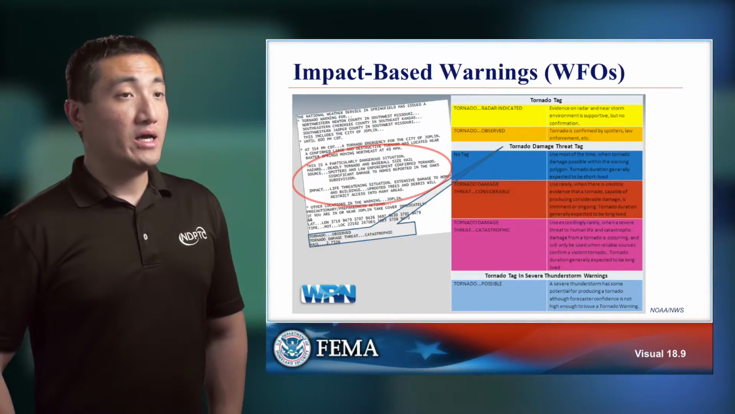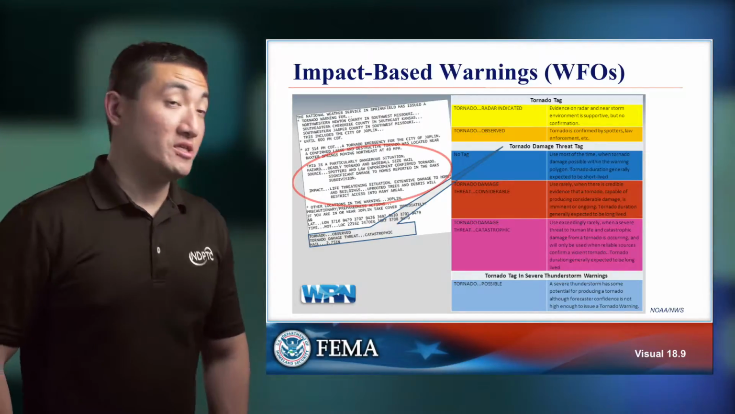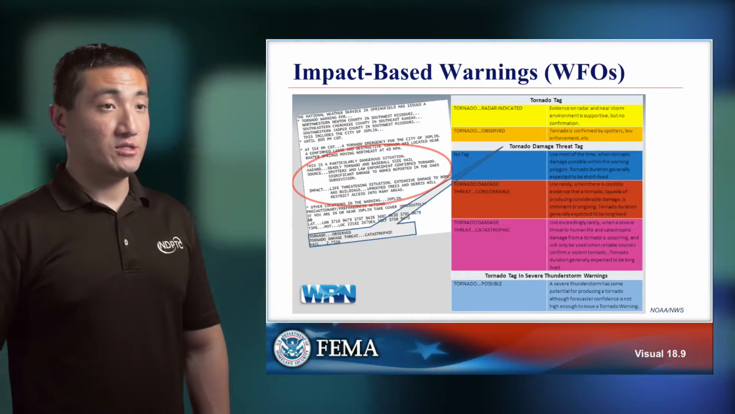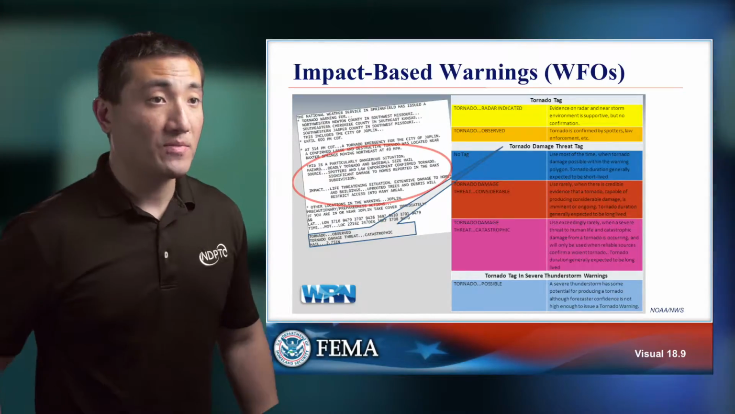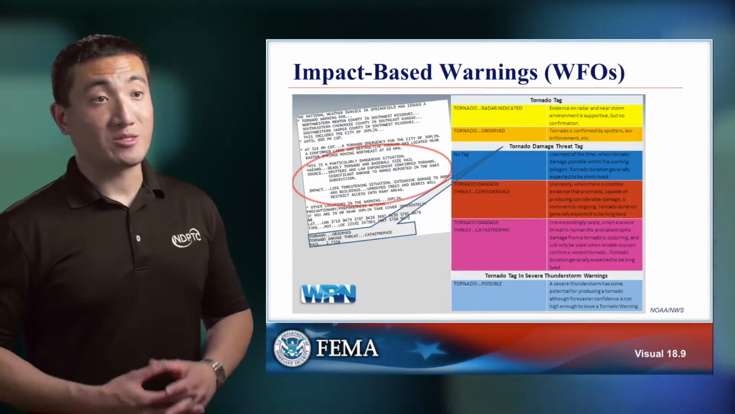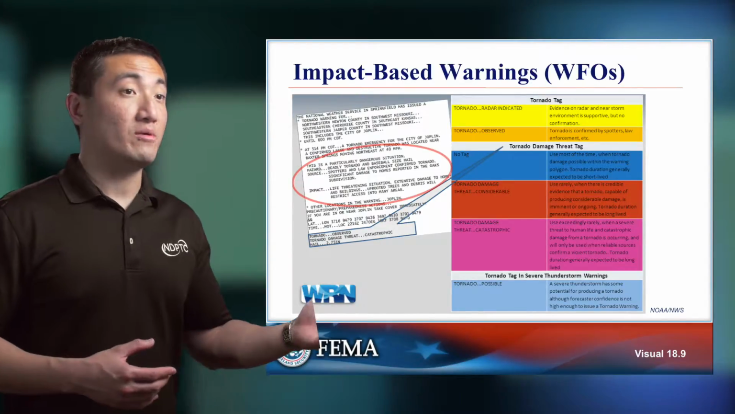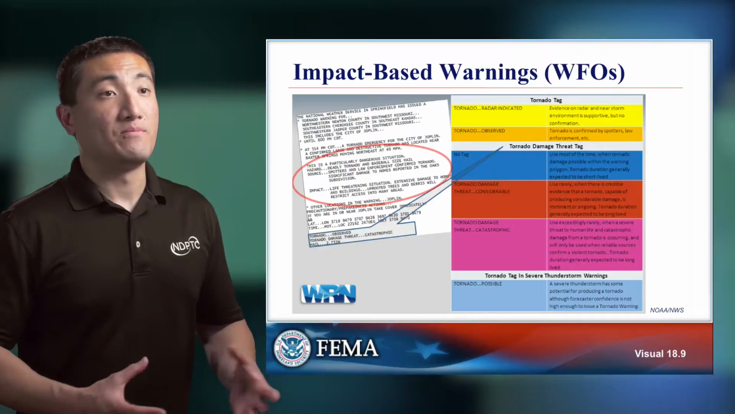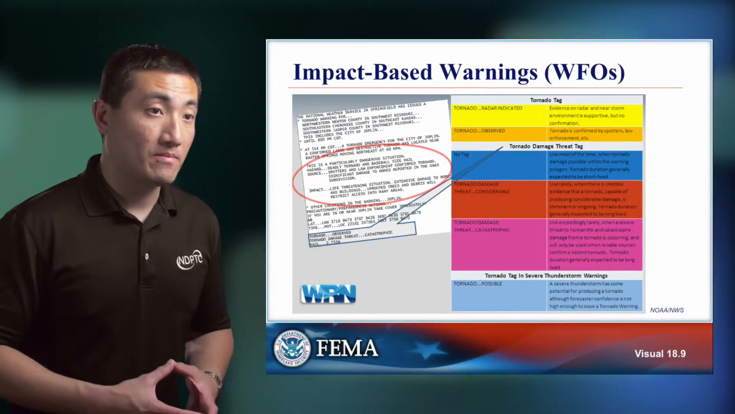And depending on the radar signature and based on spotter observations, the meteorologist is also able to indicate whether they expect considerable damage or catastrophic damage. And this is also included in the tornado damage threat tag.